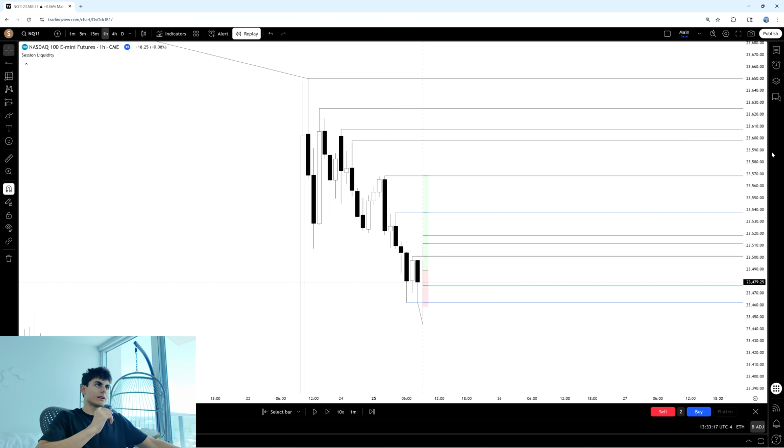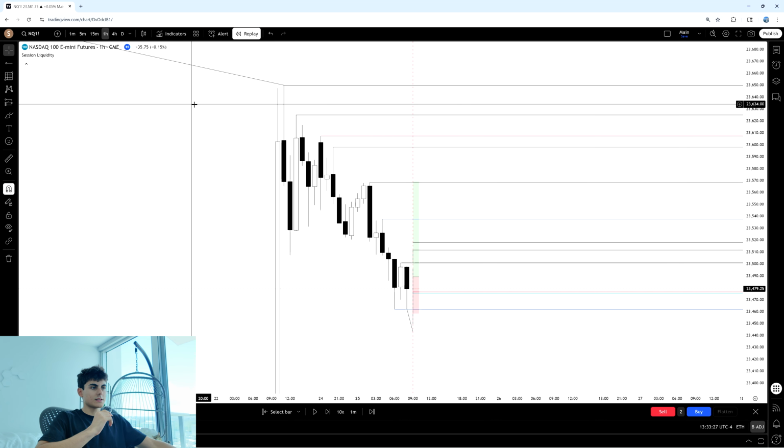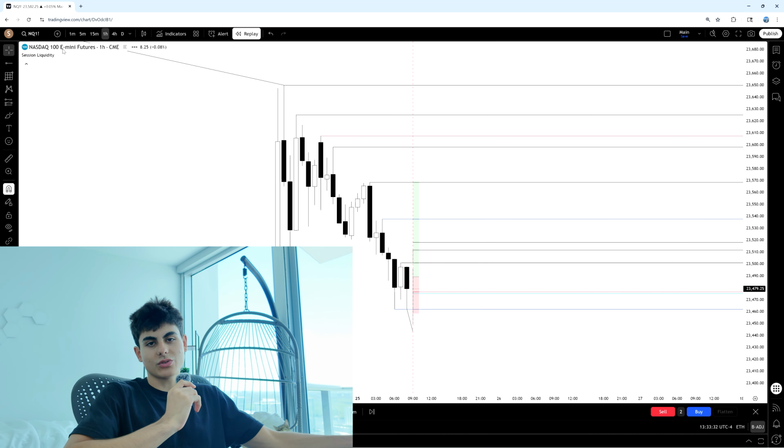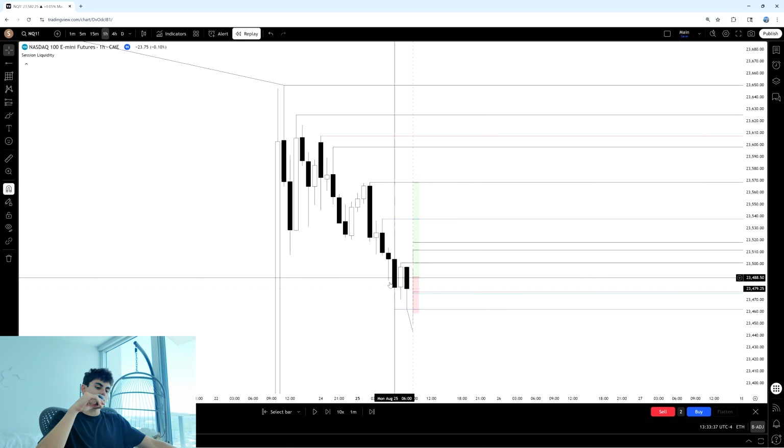Let me just go ahead and tell you guys how I did what I did today. First, I start off on the 1 hour chart, marked out all my liquidity, and pretty much they were both the same, NQ and ES today. So I'm going to use NQ as an example because that's the index that I took the trade on.